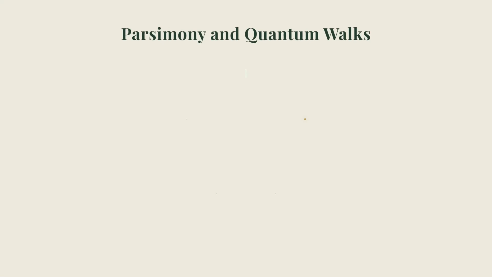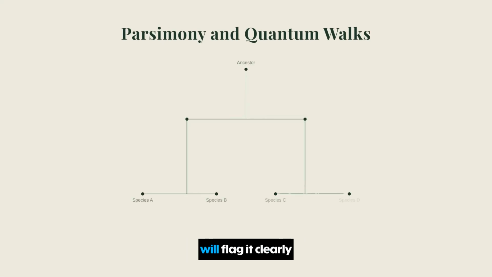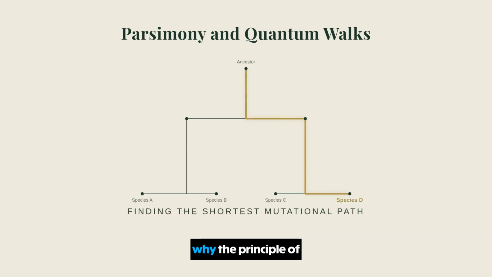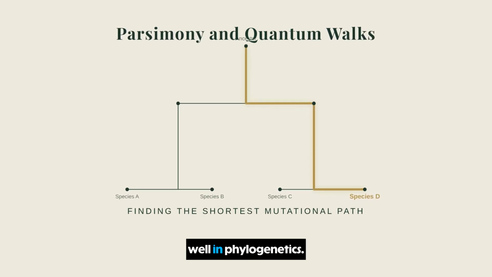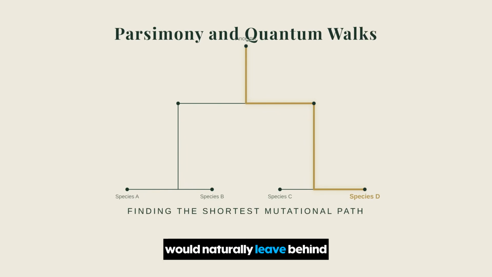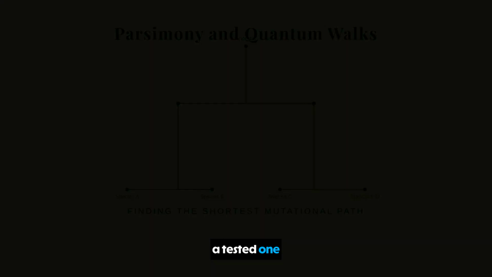There's also an appealing conjecture here, and I will flag it clearly as a conjecture. The efficiency of quantum walks might help explain why the principle of maximum parsimony works so well in phylogenetics. If evolution followed the most efficient path, it would naturally leave behind the simplest mutational histories we observe in nature. That's an idea. It is not yet a tested one.